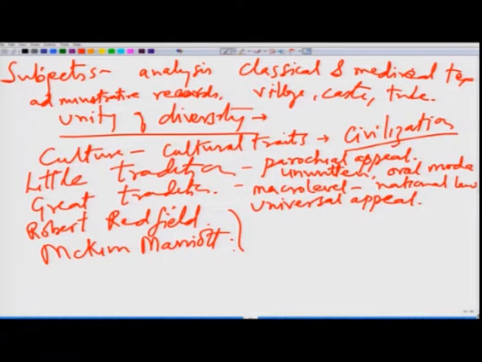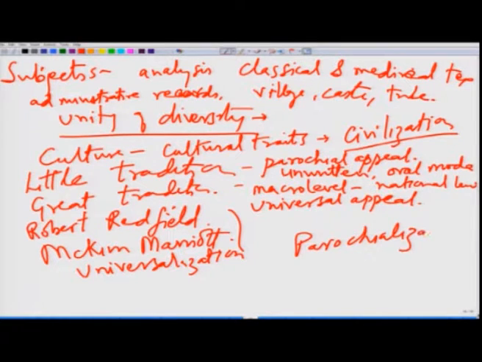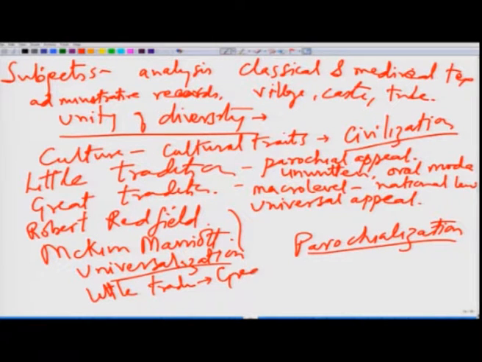Especially, associated with this particular issue is the process of universalization and parochialization, the two terms which have been used by McKim Marriott while analyzing the shift from one tradition to another. So, when McKim Marriott speaks about universalization, the basic understanding is when the little traditions through time are accepted at a wider level, at the macro level. So, the little tradition shifting towards the great tradition, this process is called universalization.